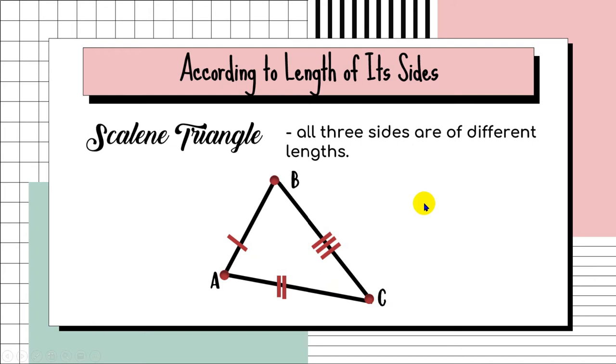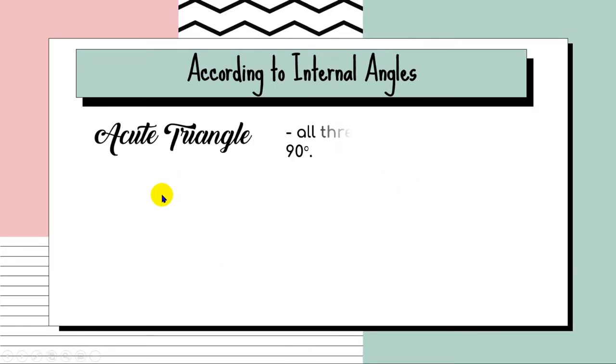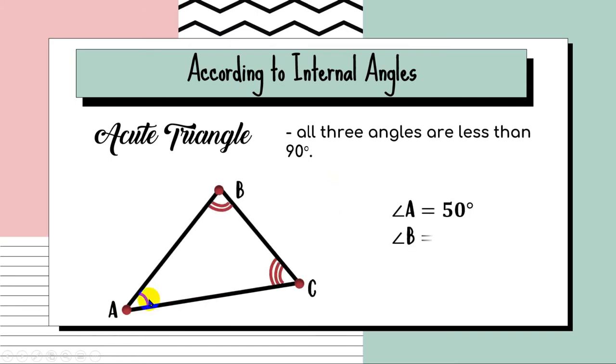Now, let's have the types of triangle according to internal angles. The first one here is the acute triangle. So, when we say acute triangle, all three angles are less than 90 degrees. So, yun daw po, ating tatlong angles from this triangle ay maliit kesa sa 90 degrees. So, kapag ganyan po, yan po ay magkakaiba po ng measurement.